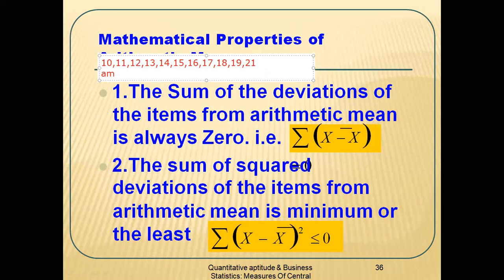Is it raw data, discrete data or continuous data? It is raw data in nature. So in raw data, how do we calculate the arithmetic mean? Add all the observations and divide by the number of observations. Can you tell the arithmetic mean? What is the arithmetic mean? Add all the observations and divide by the number of observations, and you will get the arithmetic mean.